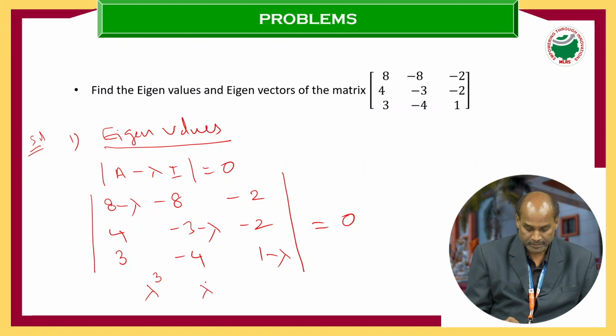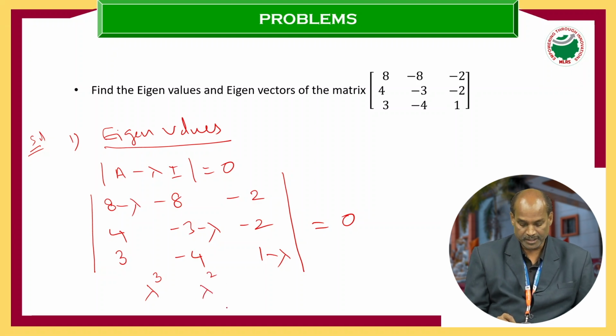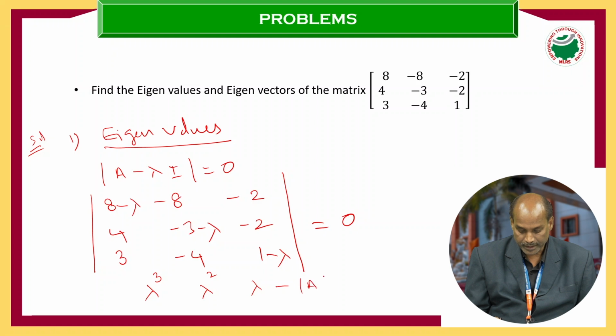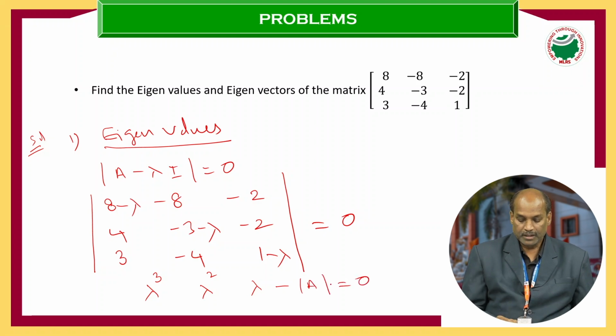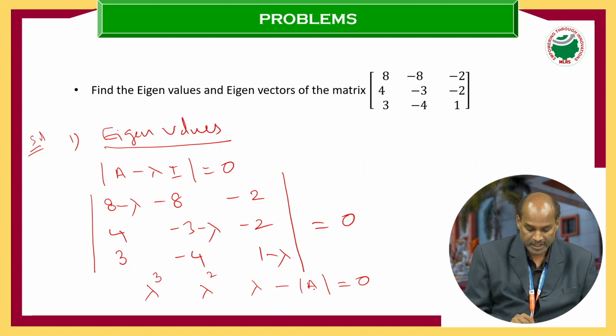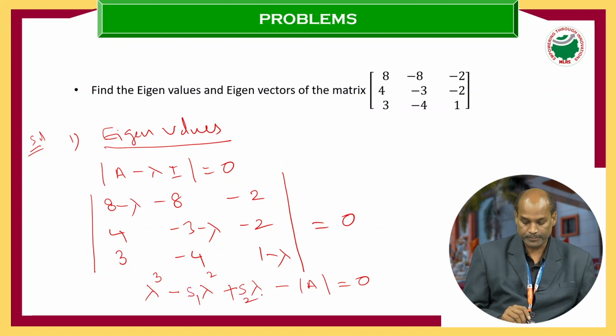Next, lambda square. It is an equation, a polynomial in lambda. And next, lambda, and next, determinant A equal 0. When we find the determinant of this matrix, we will get lambda cube, lambda square, lambda and a constant. Here the constant is the determinant. Here you take alternating signs: plus, minus, plus. The first coefficient is always 1, and here we take coefficient S1 and here coefficient S2.